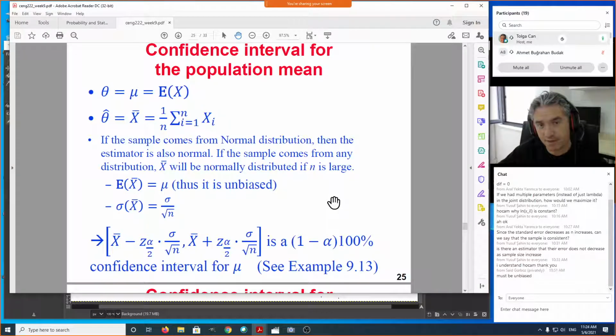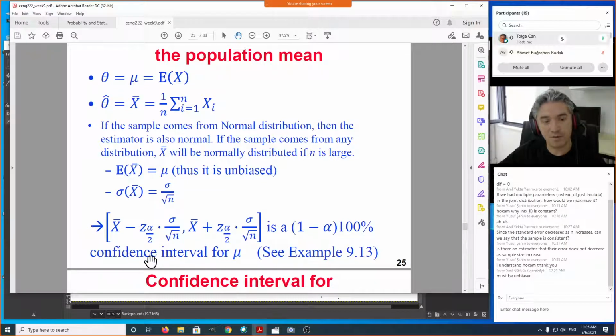As you see, we are applying the things we have learned in chapter 4, chapter 3: linearity of expectation in chapter 3, the central limit theorem in chapter 4. So everything is connected to each other. So here it's an unbiased estimator. This is a standard error.